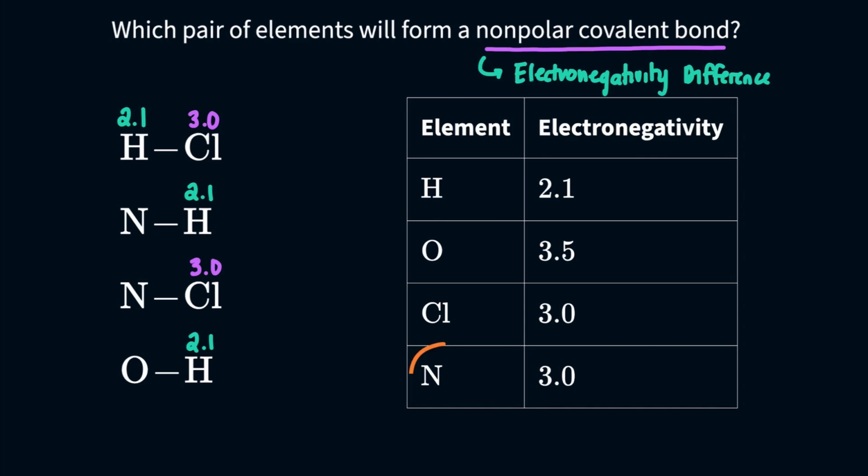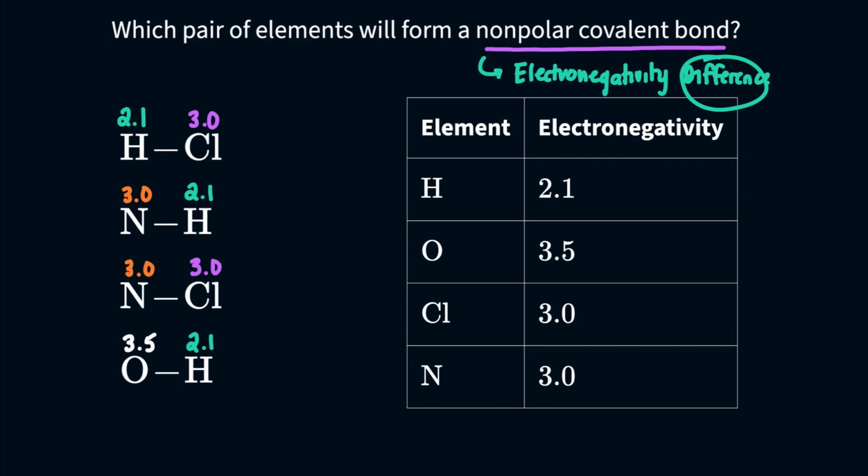We got a nitrogen here, also 3.0 for both of these. And then finally, we got oxygen, which is 3.5. So let's take the difference.